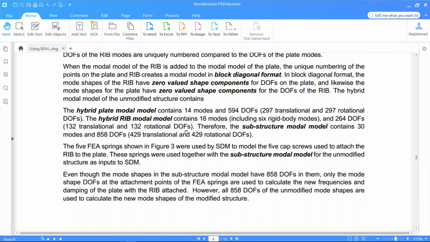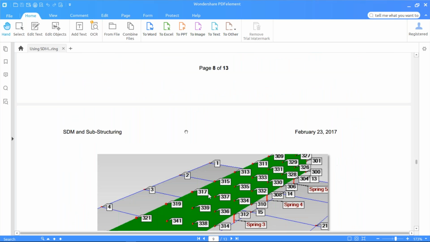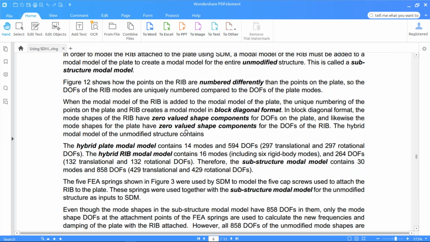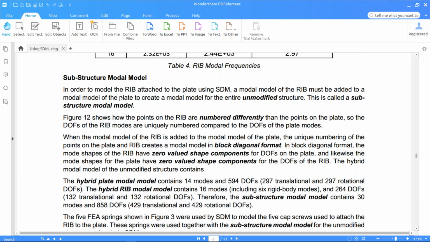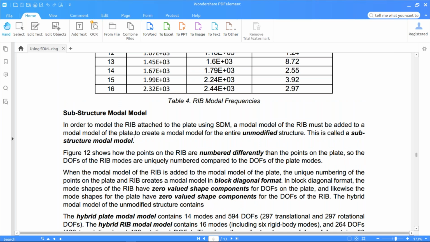So we have these 2 hybrid modal models, and we put them together in what we call a substructure mode shape or a substructure modal model. And in Emiscope, that merely amounts to copying the mode shapes of one of the substructures in with the mode shapes of the other substructure. So we got two substructures here, the plate without the rib and then the rib.